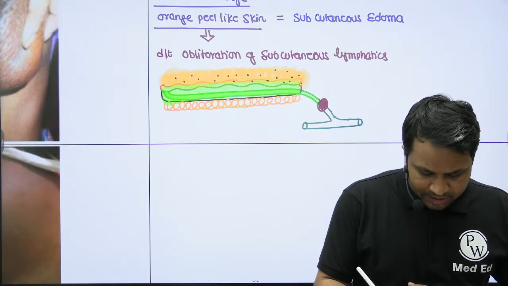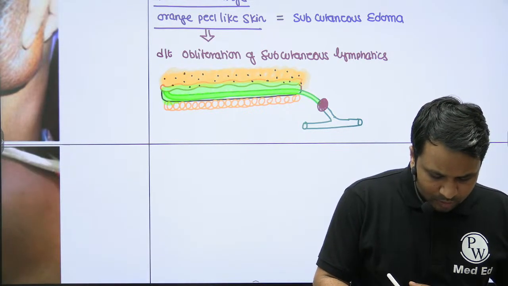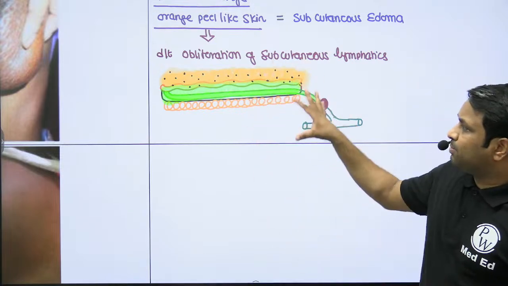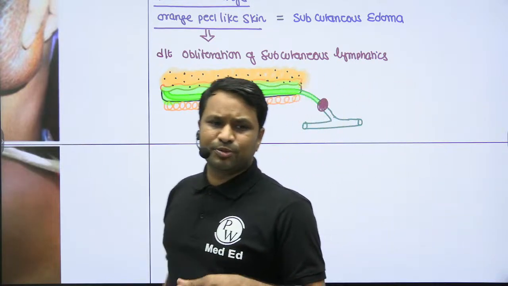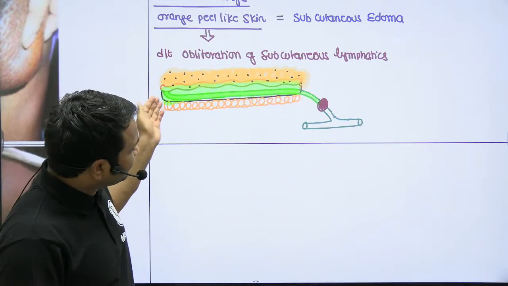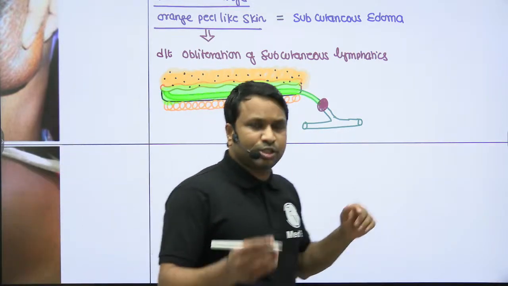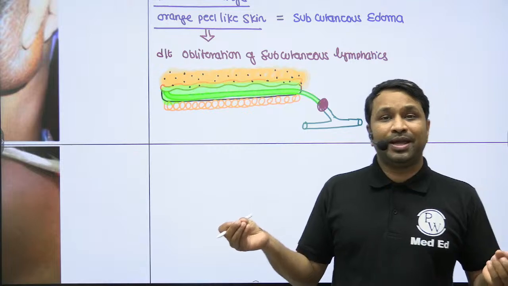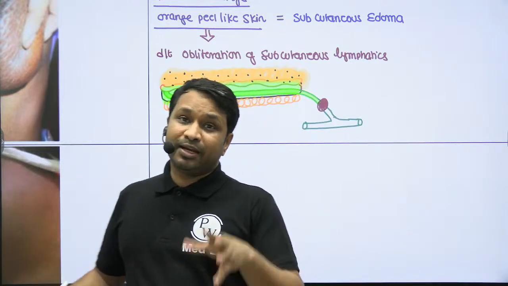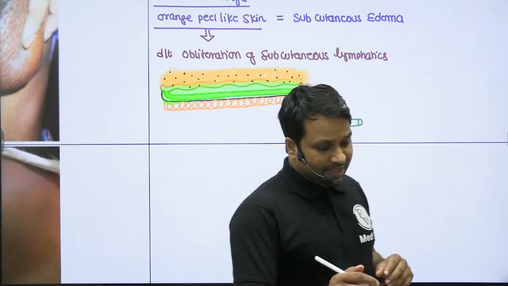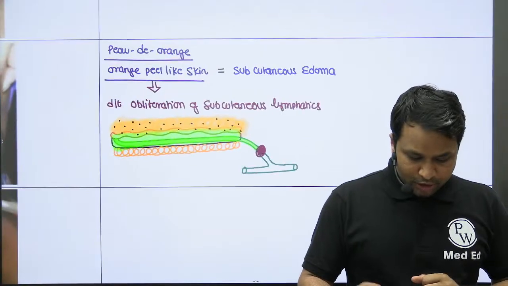These are where the hair follicles are attached, so they become quite evident, and the skin becomes completely edematous. This is what we call an orange peel-like appearance. Why is that? There is something obliterating the subcutaneous lymphatics from draining it, right? Now this could be a tumor, it could be debris, or it could be inflammatory cells. So that is why we say peau d'orange is usually seen.